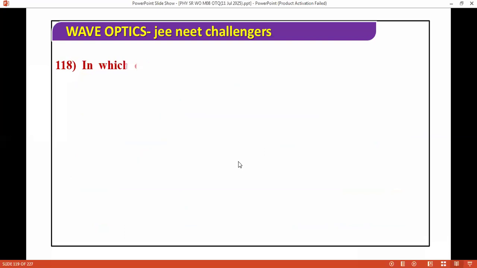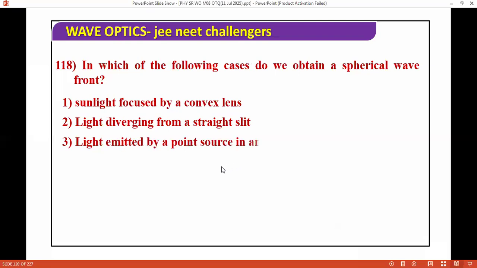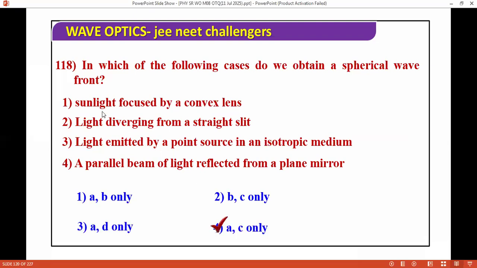Next question: in which of the following cases do we obtain a spherical wavefront? A, sunlight focused by a convex lens; B, light diverging from a slit; C, light emitted by a point source in an isotropic medium; D, a parallel beam of light reflected from a plane mirror. The correct answer options: A and B, B and C, A and C. So the correct answer is A and C basically.